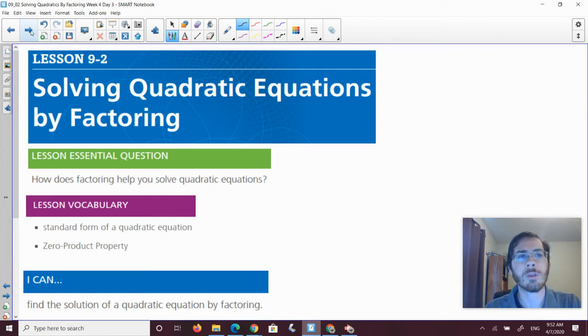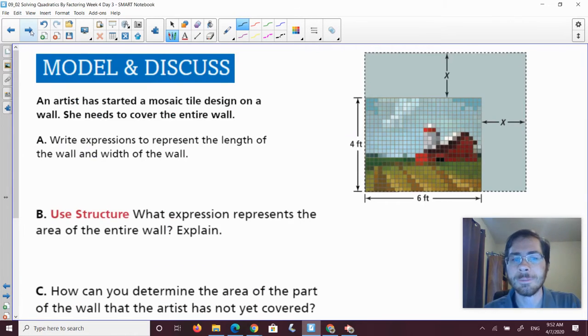The first thing we want to do is look at our model and discuss section. So if we check it out, we kind of want to get a scope of what's going on. We see we've got over here a nice little tile mosaic someone's making of a farmhouse. So it says the artist has started the mosaic tile design on a wall. She needs to cover the entire wall. So if you want to take some time to read through the questions and try and do it on your own, pause the video now and check it out.